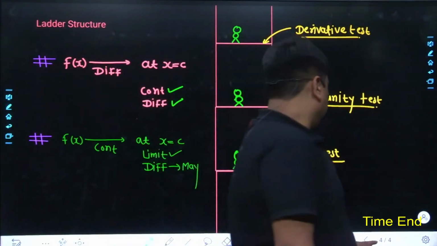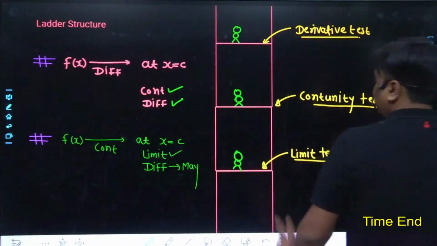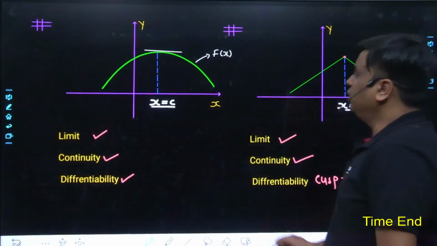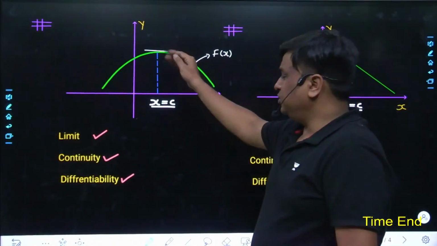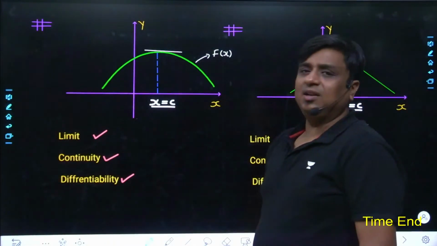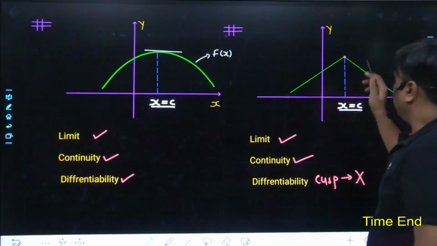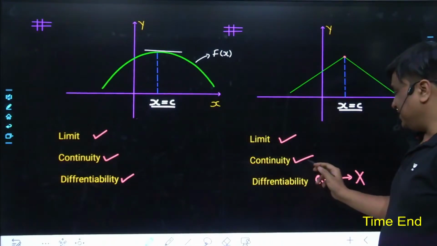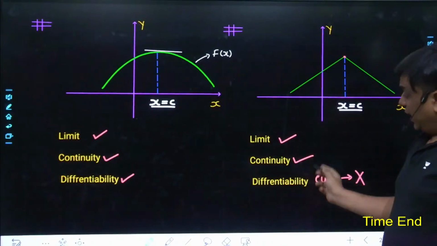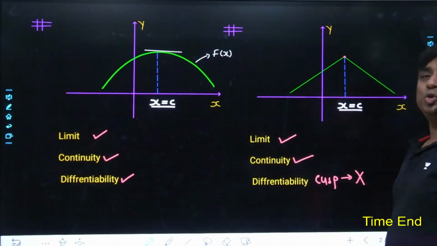If you want, I can show you over here with the help of different examples. See, at x is equal to c, the function is found to be differentiable. That is why it is continuous as well as the limit does exist. Here the function is not differentiable, but it is still continuous and the limit does exist. And as it is continuous, by default the limit does exist.